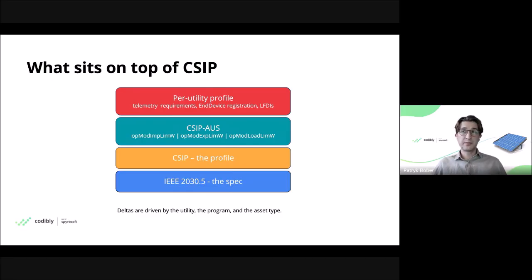The top layer is the per utility profile, where each utility adds its own rules on top of SysIP. Those rules can be driven by the utility's back office, by the specific program being run, or by the type of asset being integrated, since storage adds storage-specific controls, EV chargers bring their own constraints, and rooftop PV brings yet another set. None of those per utility deltas are in SysIP itself, but all of them are real code on the client side. Where the accelerator helps here is straightforward. It takes care of the SysIP foundation layer end-to-end, so the customer's effort during integration concentrates on the per utility specifics rather than on the protocol layer.